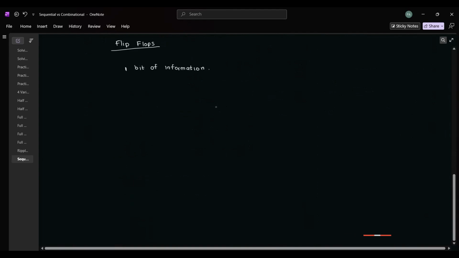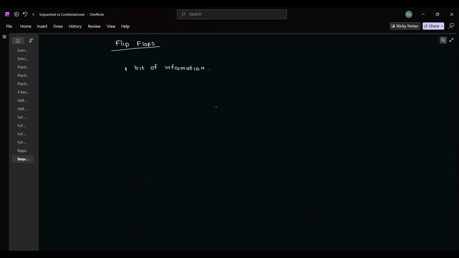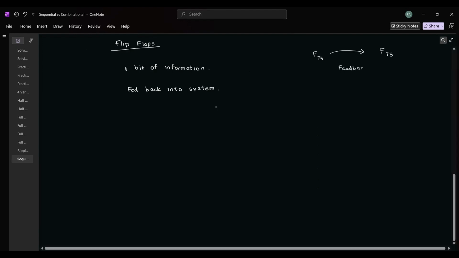But I'll give you an idea. The outputs are fed back into the system. What do I mean by the outputs are fed back into the system? F74 is sent into the system, or fed back into the system, to calculate F75. That's how they are connected. F74 is fed back, and this phenomenon is called feedback because the output is sent back into the circuit.